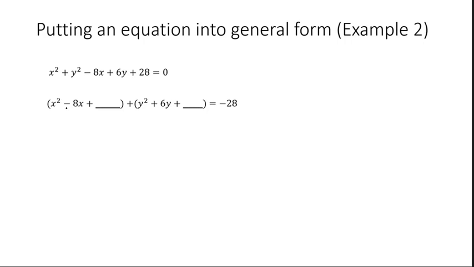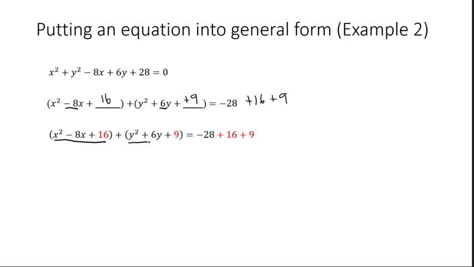All right, so for the x's, we can take half of this and square it. So half of -8 is -4, and then squared would give you a 16. And then don't forget to add 16 to the right side as well to keep it balanced. And then for this one, we take half of 6, which is 3, and then square 3 to get 9. So you add a 9 on the left and the right side. All right, we see that right here. And then, assuming we can factor, this would be x minus 4 squared, and this would be y plus 3 squared. And then on the right side, we would have -28 plus 25, which is -3.